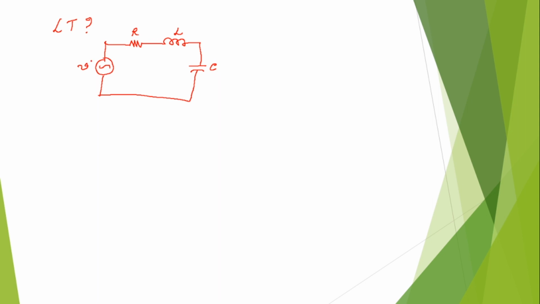So this V is a function of time. It is a varying voltage. It is not a constant, not like a DC voltage. This is the varying input V of t. And if I need to find I, that is I of t, which is a function of time.